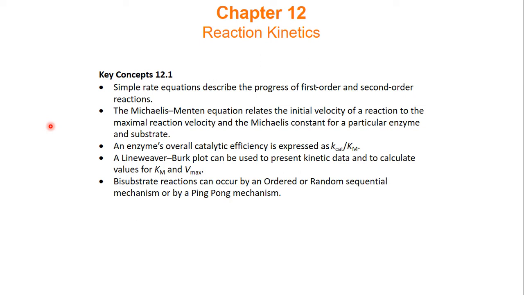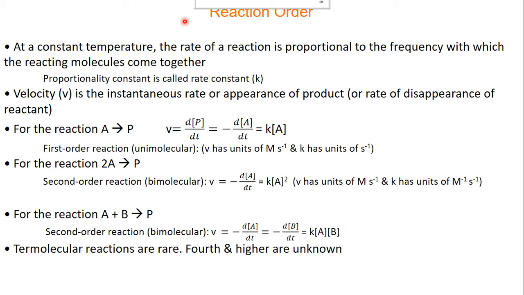In this video, we're going to start looking at kinetics. So first thing we're going to talk about is reaction order. At a constant temperature, the rate or speed of a reaction is proportional to the frequency with which the reacting molecules come together. What that means is the more our two reactant molecules come together, the faster our reaction. And our rate constant, K, is really telling us the speed of our reaction.